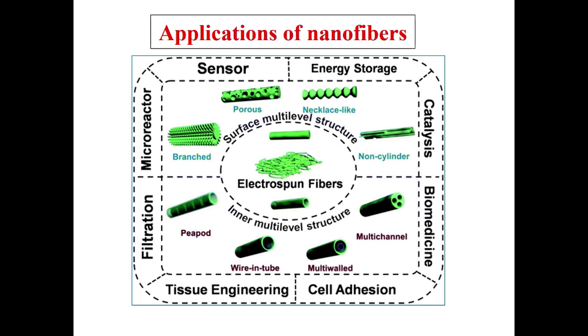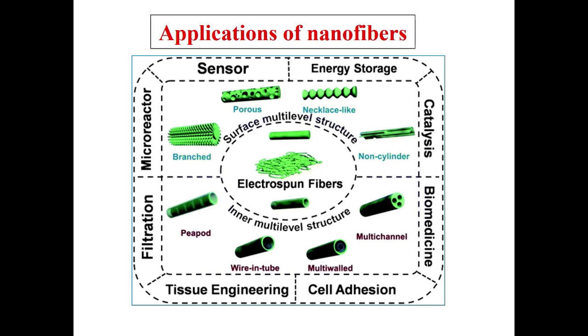When we talk about the application of nanofibers in terms of their morphology, there are different morphologies. That is a porous material. When the material is porous, it can be used in sensors. Branched means it is like a comb, that is a microreactor. Peapod-like structure is used in filtration.